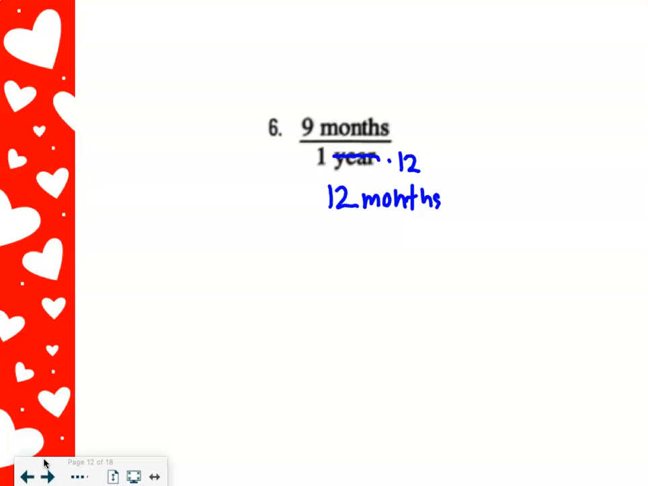Now from here, our months cancel because our units are the same. But how do I reduce 9 over 12? Well, we know that 3 goes into both of them, so I'm going to divide by 3. So I'm going to get 3 over 4. That's it.